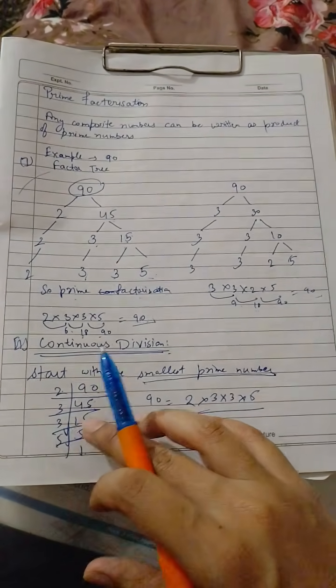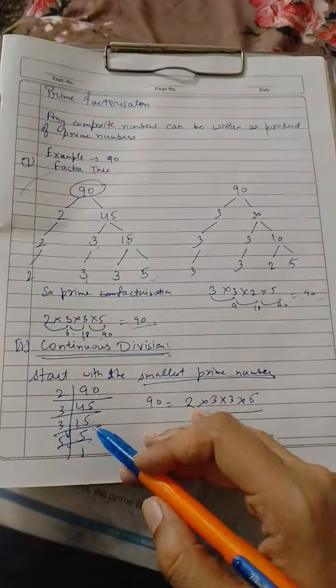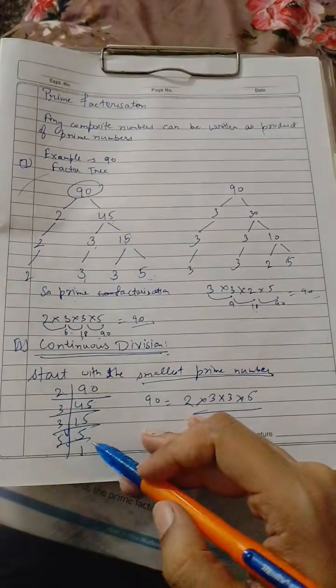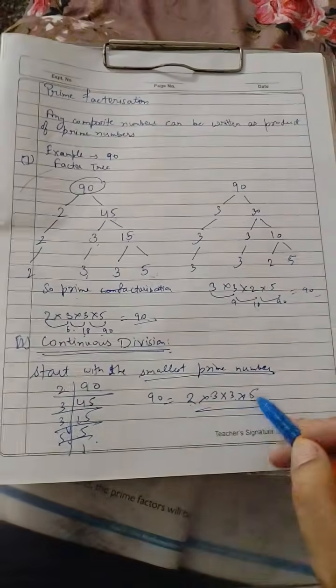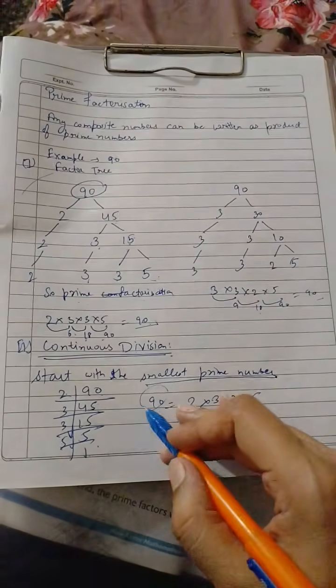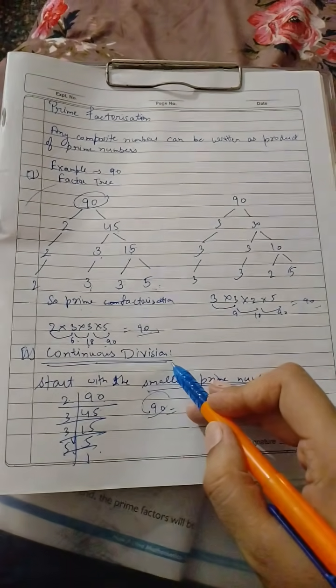Then 15 is divisible by 3 also. So 5 is divisible by 5 only. So we get 1. So 90 is equal to 2 into 3 into 3 into 5. This is the prime factorization of a composite number using the continuous division method.